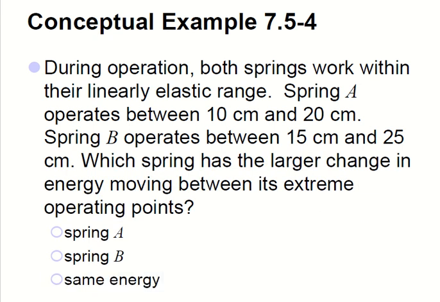The second one is, what is that? That's wrong. Okay, so during the operation, both springs work within the linear elastic range. Spring A 10 to 20, spring B 15 to 25, and the question is which spring has the larger change in energy moving between its extreme operating points. Since when you look at it, it's just a 10 centimeter difference going back and forth between the two different positions, you will be getting the same energy, because they're moving only the same distance, which is 10 centimeters, in spring A and B.